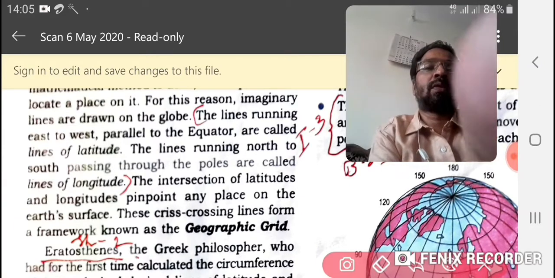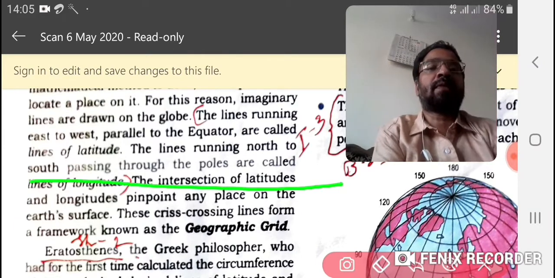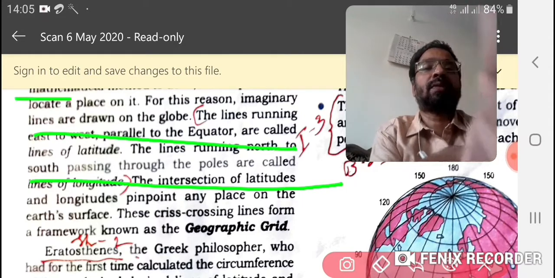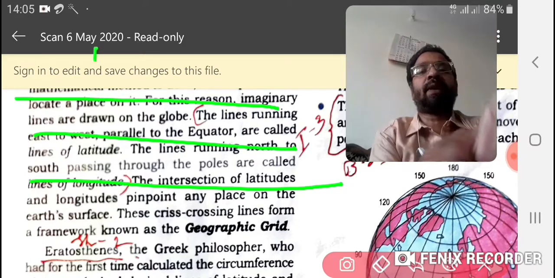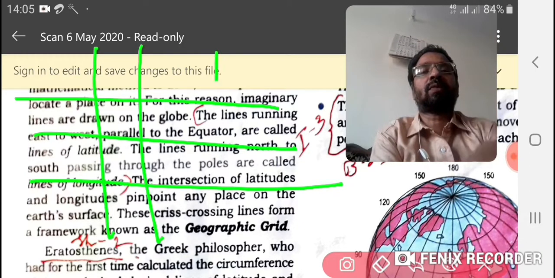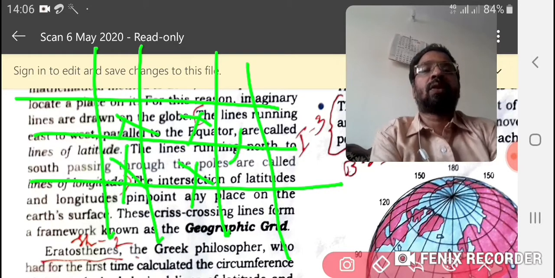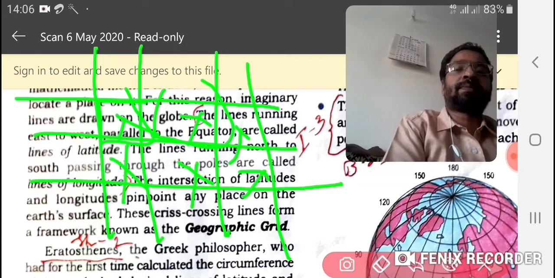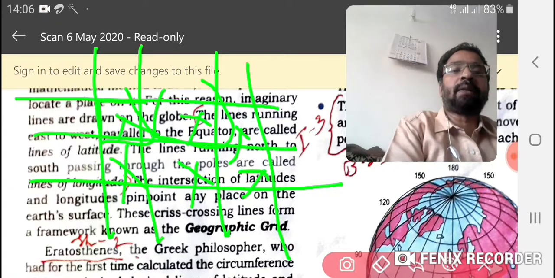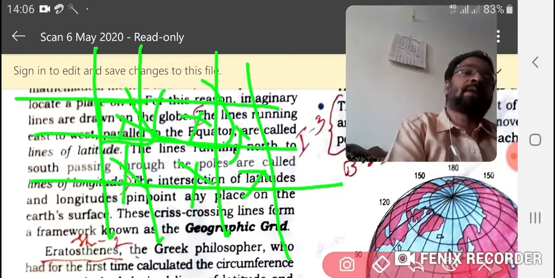So, first we said the line passes from west to east at equal distances. And again, in the same way, opposite, north to south. Then this is known as the geographical grid. By using this grid, these small squares, we can point out any place on the Earth's surface.